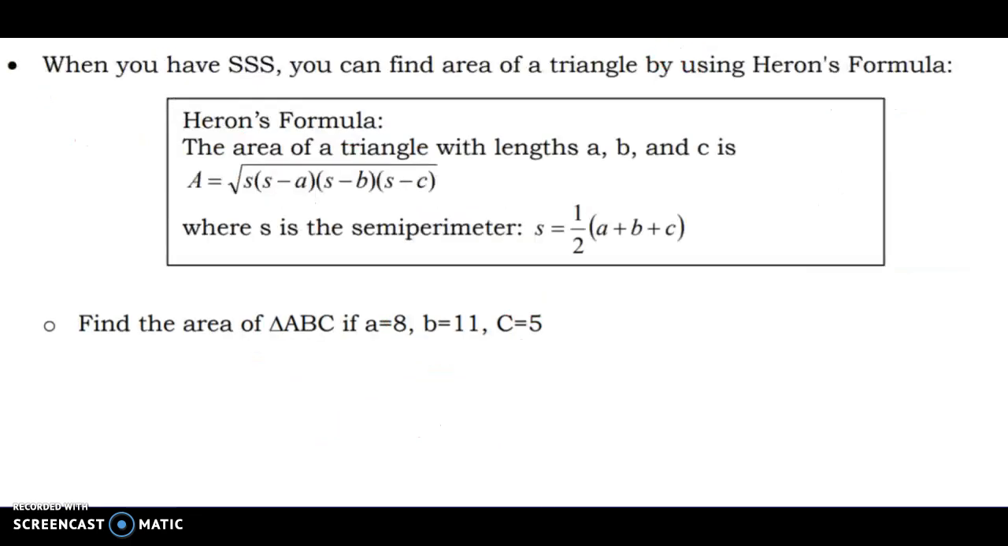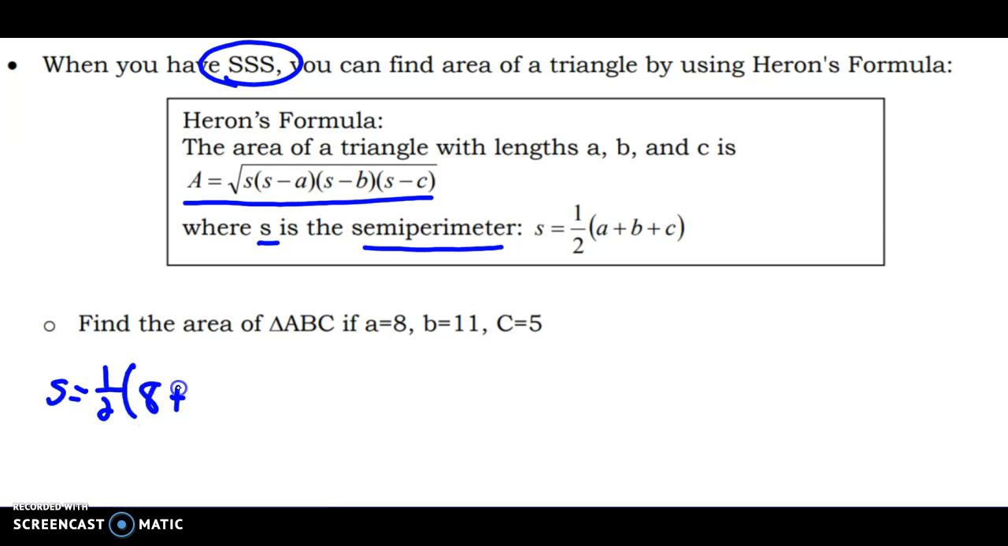Or you can also be given side, side, side. When you're given 3 sides, it's a little bit different. We need to find s, our semi-perimeter, by doing 1/2 of a plus b plus c, and then substituting it into our formula. So when I have my example triangle ABC, to find s, I'm going to do 1/2 of 8 plus 11 plus 5, which equals 12.